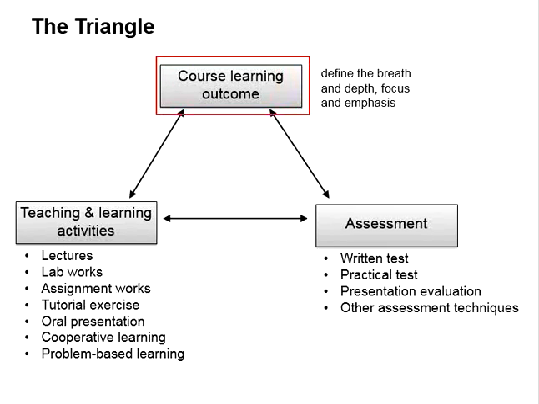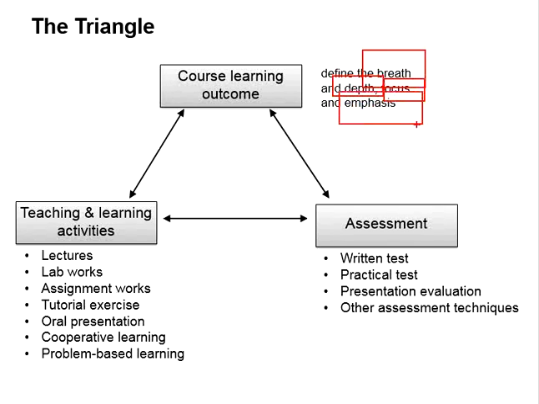The course learning outcome defines the breadth and depth, the focus and the emphasis of that particular course. What you want the students to learn through the course shall be clearly specified, and the relevant statements are known as the course learning outcome. A typical course will have 3 to 4 learning outcomes. Some special courses in the final year may have more learning outcomes.